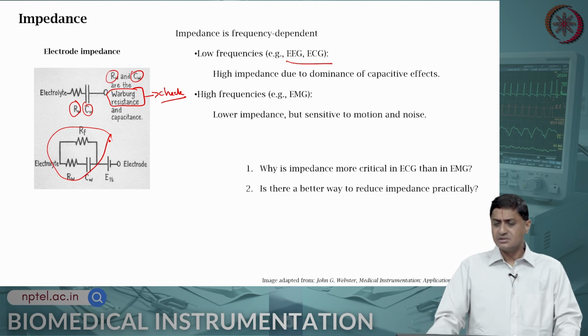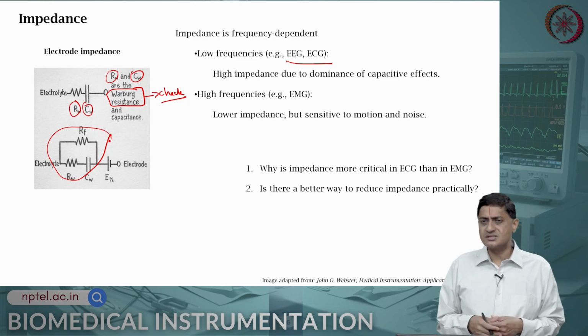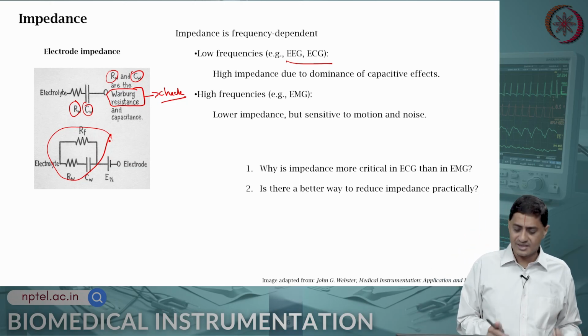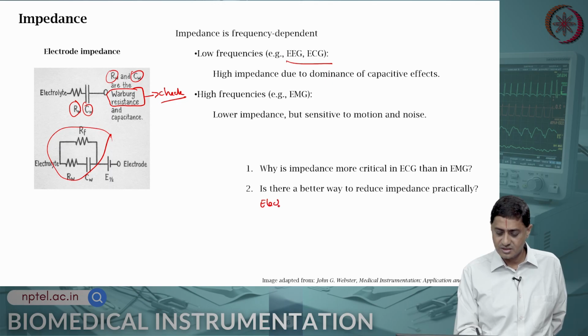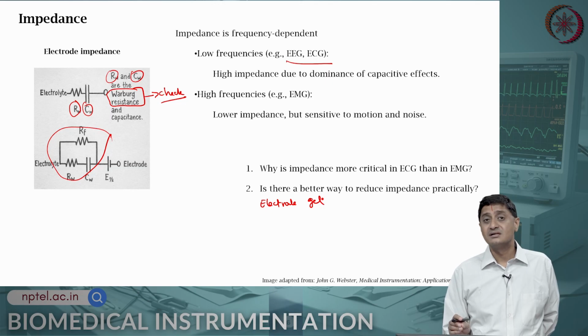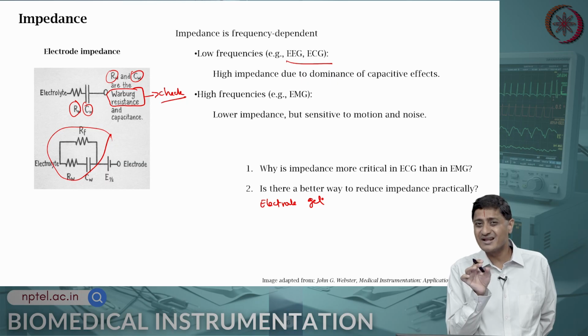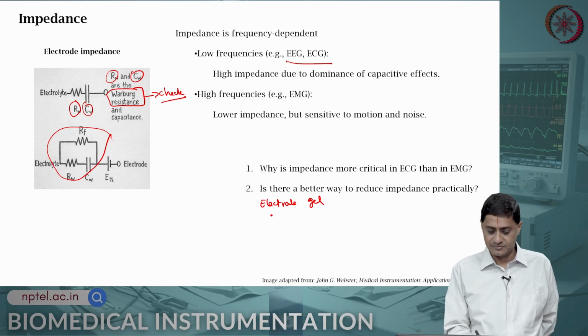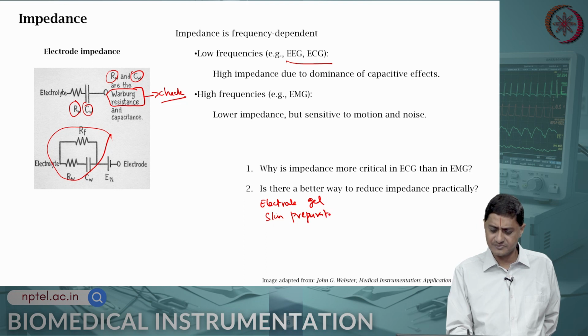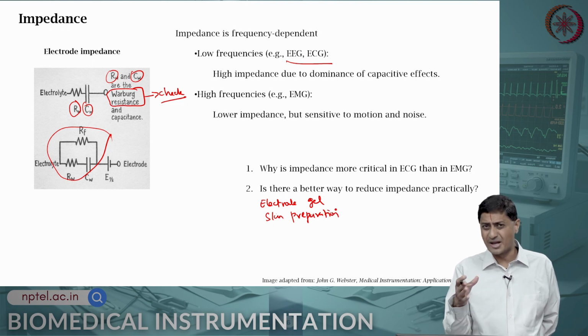Is there a better way to reduce impedance practically? Well, there are ways. One is to use electrode gel. Another is to abrade the skin. Many times in EMG, you shave the hair, abrade the skin, apply alcohol and then put the electrode. Let me simply call it skin preparation. Abrade the skin, apply alcohol and then apply the electrode gel to ensure impedance is matched.